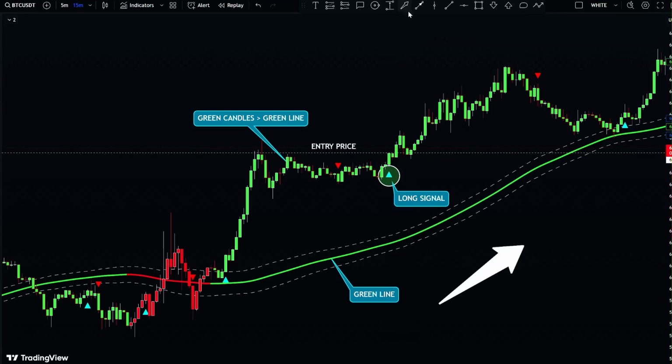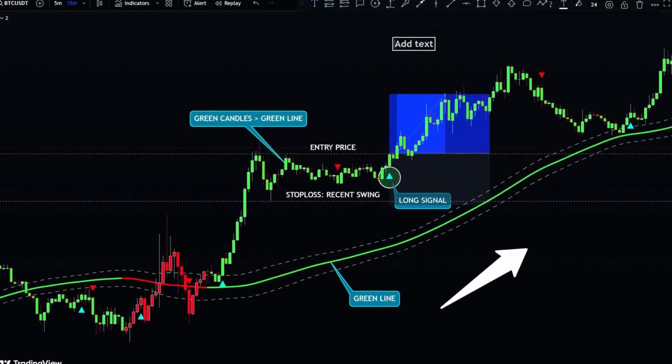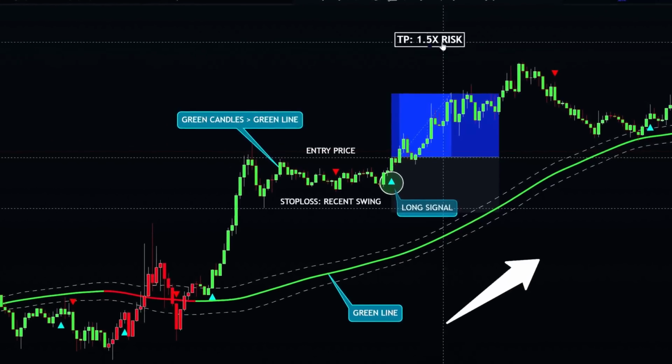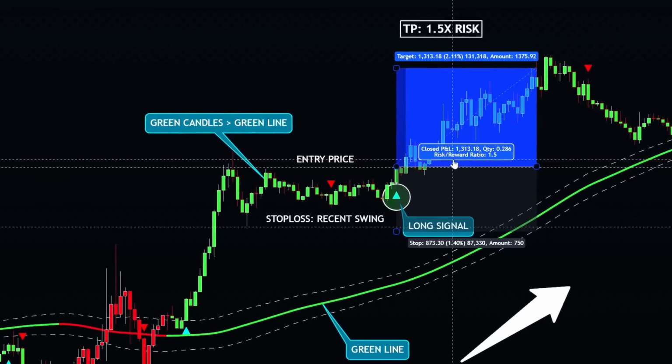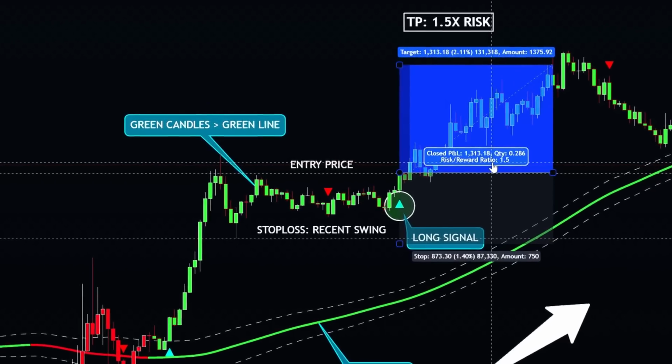Now let's talk about risk management. To set a stop loss, find the recent swing low and place your stop loss slightly below it. For the take profit, use a risk to reward ratio of 1 to 1.5. This means your take profit should be 1.5 times the distance of your entry price to your stop loss.